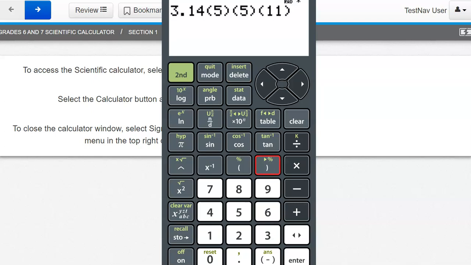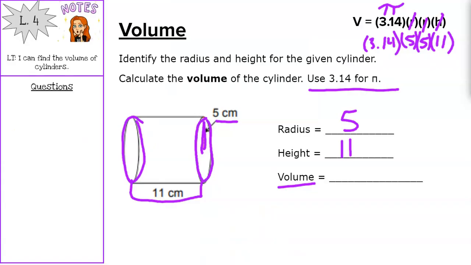So now everything matches and we press enter, so we get our answer of 863.5. 863.5. And that is how we find volume. Go ahead and move into your practice.